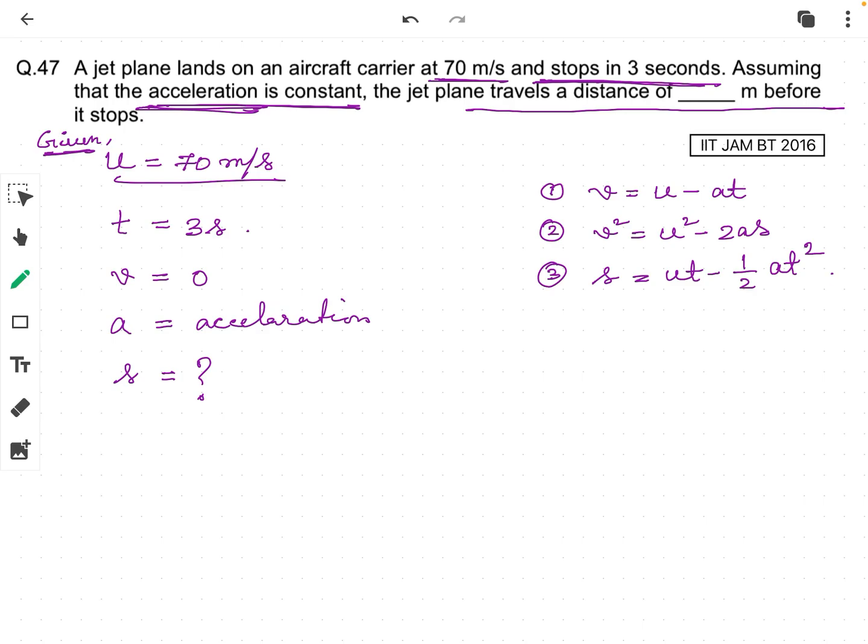Now which equation is needed to solve this problem? We sometimes get confused about which equation is needed to solve this type of questions. See here, only one equation is not enough to solve this question, because we have u as a known quantity, we have t as a known quantity, we have v as a known quantity. So we have u, t and v, and we need to find s.